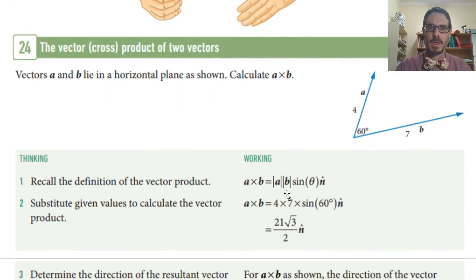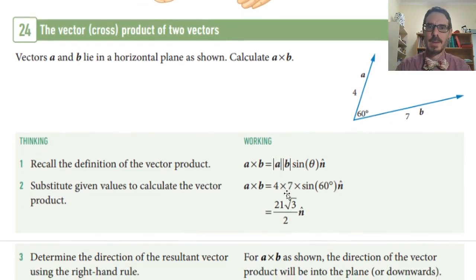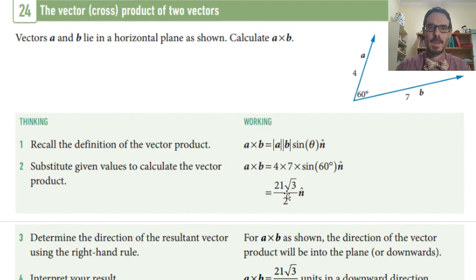So, work out the vector cross product of these two vectors A and B. So, the length of the vector is the length of A, which is 4, times the length of B, which is 7, times the sine of the angle between them, which is 60 degrees. That gives me the length, which if you simplify is 21 root 3 on 2. The direction we have to figure out.